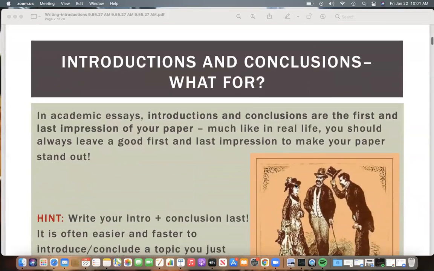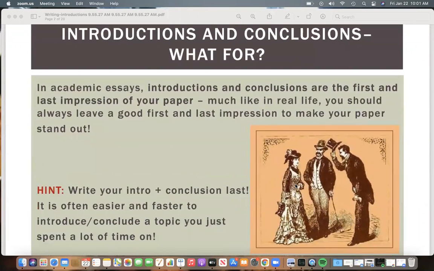So we're going to start off by talking about introductions and conclusions. What's the point of them? They're basically the first and last impression of your paper. So a lot like in real life, you should always leave a good first and last impression to make your paper stand out. You don't want anything to sound too cluttered or abrupt. So that's why we work on these skills and fine tuning your intros and conclusions.